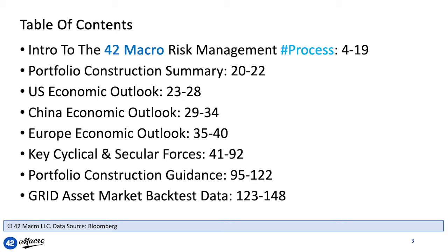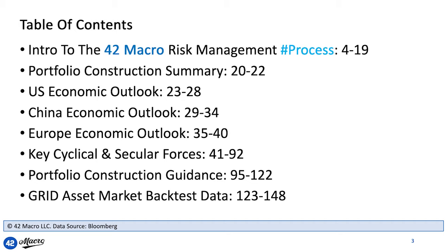We'll hit on our U.S. economic outlook on slides 23 to 28, our China economic outlook on slides 29 to 34, our Europe economic outlook on slides 35 to 40, and then we'll touch on all the key cyclical and secular forces that I think are most relevant for investors to have to handicap and risk manage today. That's on slides 41 through 92.